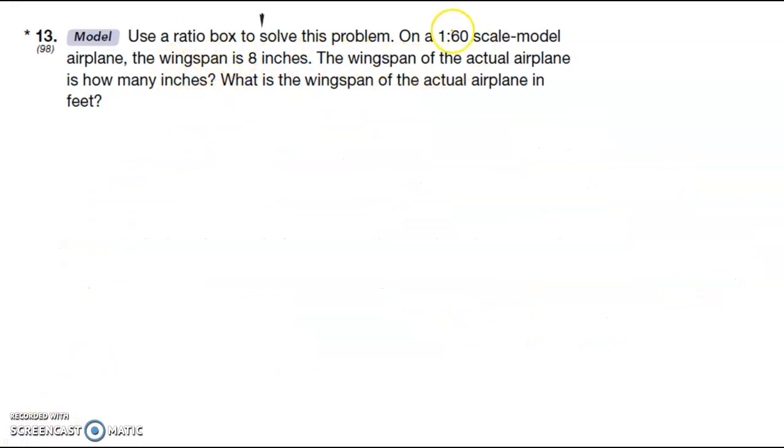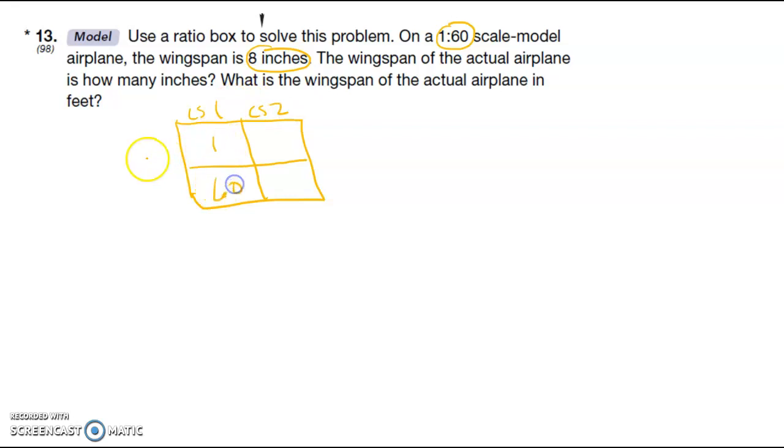Okay, ratio box to solve this problem. A 1 to 60 scale model airplane, wingspan is 8 inches. The wingspan of the actual plane is how many inches? The wingspan of the actual airplane is how many feet? So this is going to be a case 1, case 2. And then we're going to have to use a unit multiplier to convert inches to feet. So 1 to 60, so this is the model, and this is in real life.